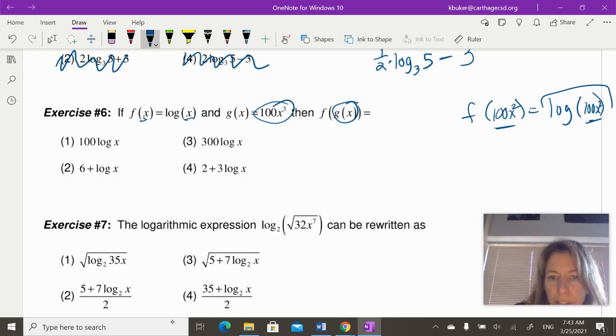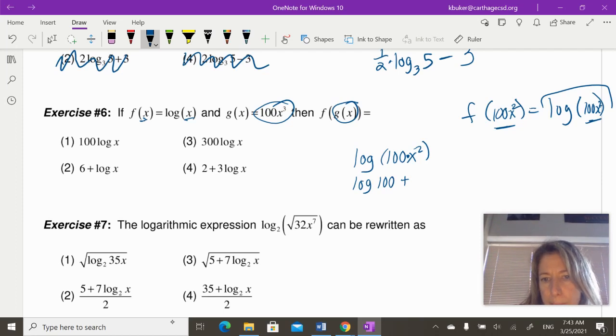All right, so I'll write that again. We have log of 100x squared, which is really 100 times x squared, remember. So that exponent of 2 is only going with the x. I'm going to expand it so my product becomes addition. And this is a common log. So log base 10 of 100, or the common log of 100, is simply 2 because 10 to the second power is 100. And for my exponent here, I'm going to bring it out front. 2 log x.